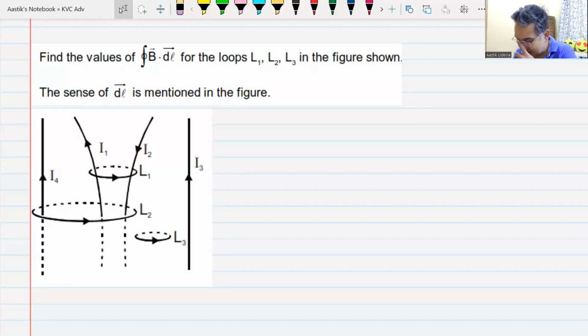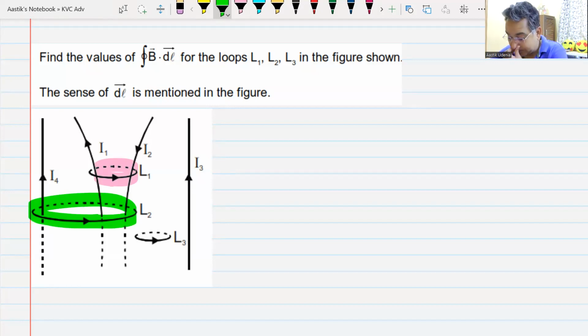What is the line integral of this one for this loop? I1 minus I2 into mu naught. That is correct. What is the integral for this loop? I1 minus I2 plus I4 into mu naught. What is the integral for this loop? 0. So do we understand how to carry out this integral?